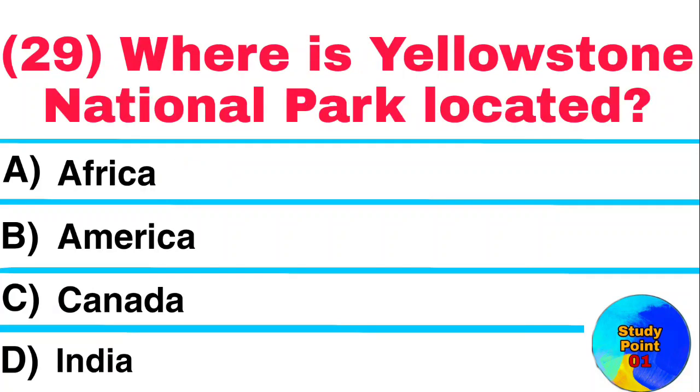Question. Where is Yellowstone National Park located? A. Africa. B. America. C. Canada. D. India. Answer. America.